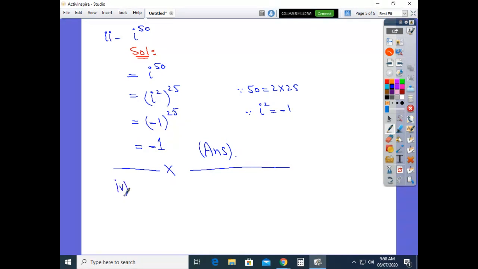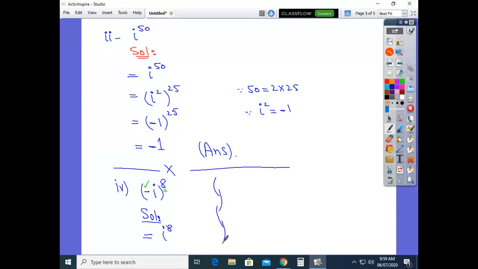Fourth part. Fourth part is negative iota raised to power 8. First of all, we have negative sign inside the bracket and power is even. As we know that if the power is even, then the negative sign changes into a positive sign. Therefore, we can write it as iota 8.